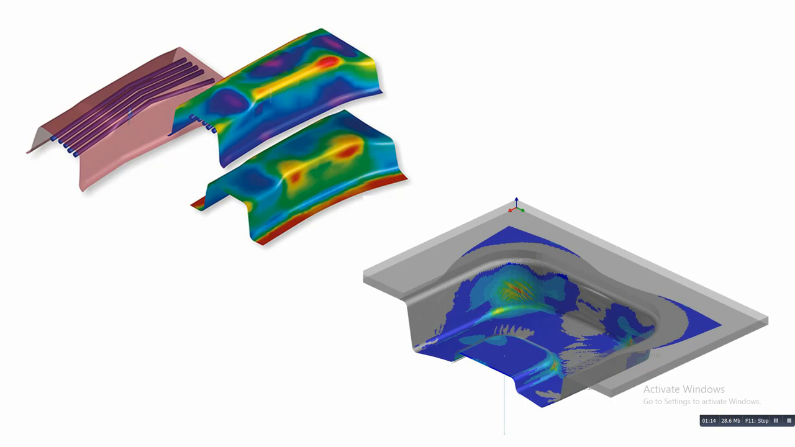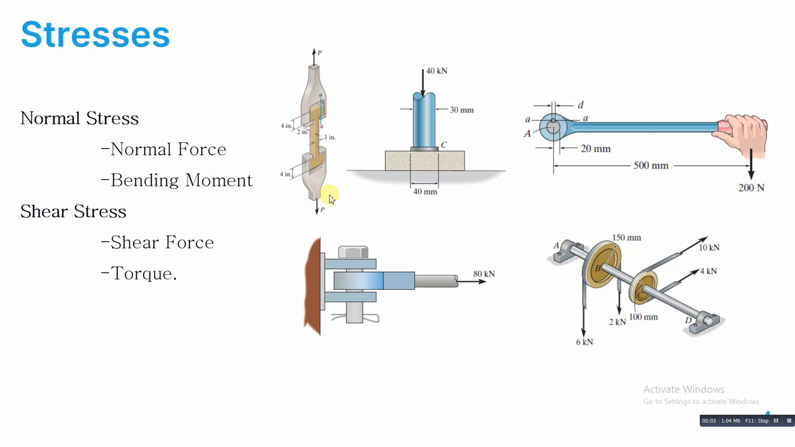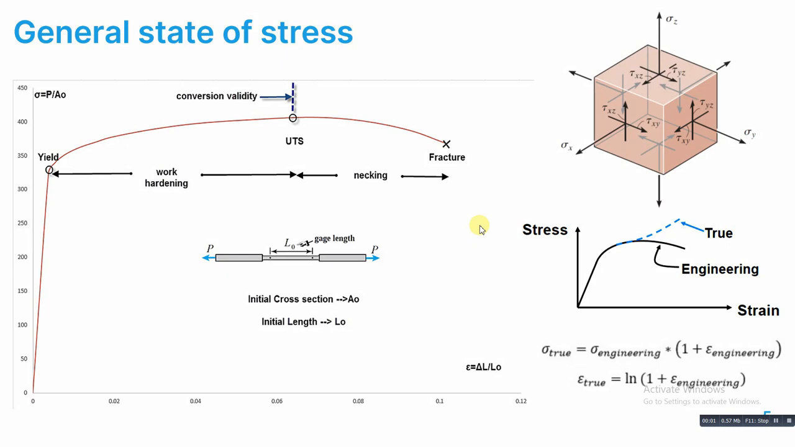So what we need to do here is to define a clear material failure criteria to use while making the simulation. Well, let's start with the basic concepts related to stresses. We have two kinds of stresses: the normal stress that may be due to normal force, tension or compression, or may be due to bending moment, just like this application. On the other side, we have the shear stress that may be due to shear force or may be due to torque, like most power transmission element applications. But in most real life applications, if we study an element of material, we may find that it's exposed to six components of stress: sigma x, sigma y, sigma z, three components of normal stress, and three components of shear stress, tau xy, tau xz, and tau yz.